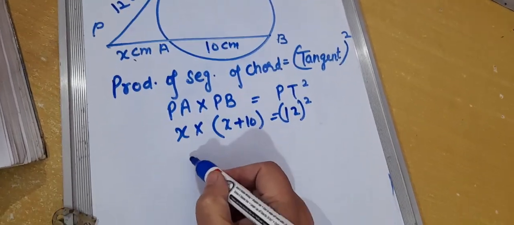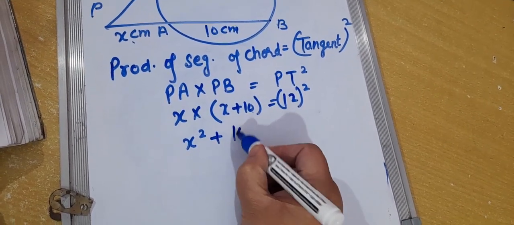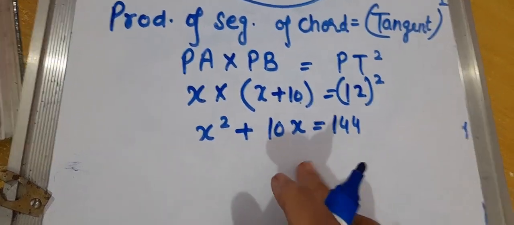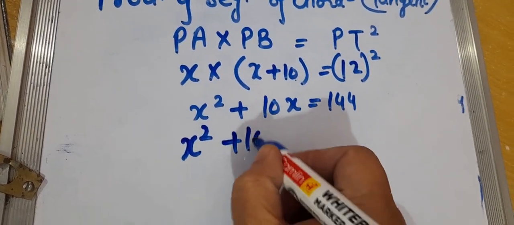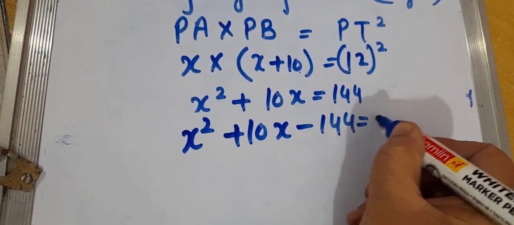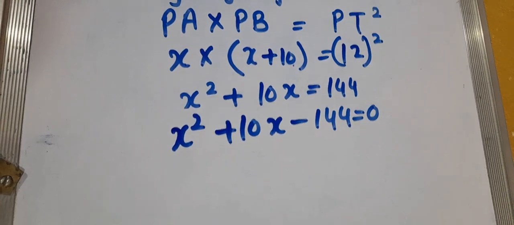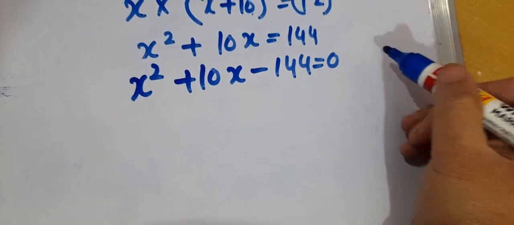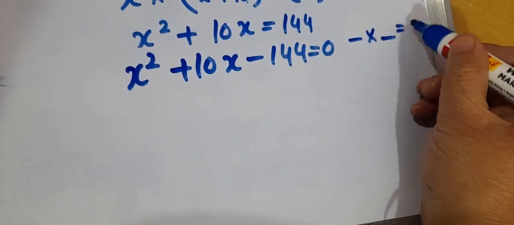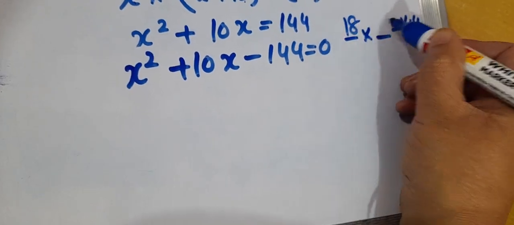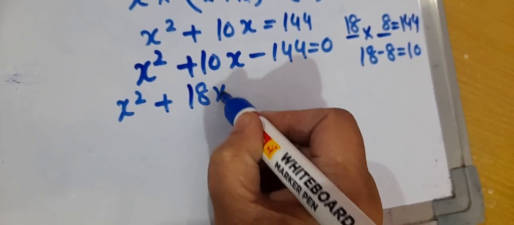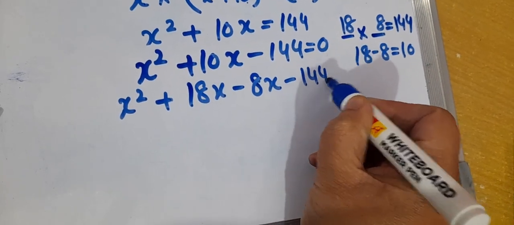So you get here x square plus 10x equals to 144. We will form a quadratic equation, x square plus 10x minus 144 equals 0. Now I will factorize this. I have to find two numbers on multiplying which I get 144, and on subtracting I get 10. So I will make use of 18 and 8, because 18 minus 8 is equal to 10. Now splitting, I get x square plus 18x minus 8x minus 144 equals 0.